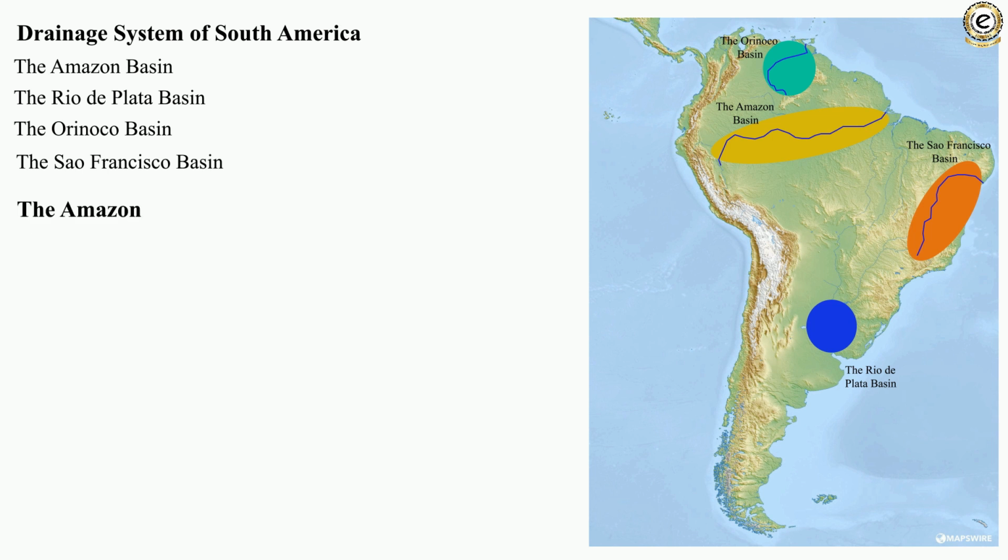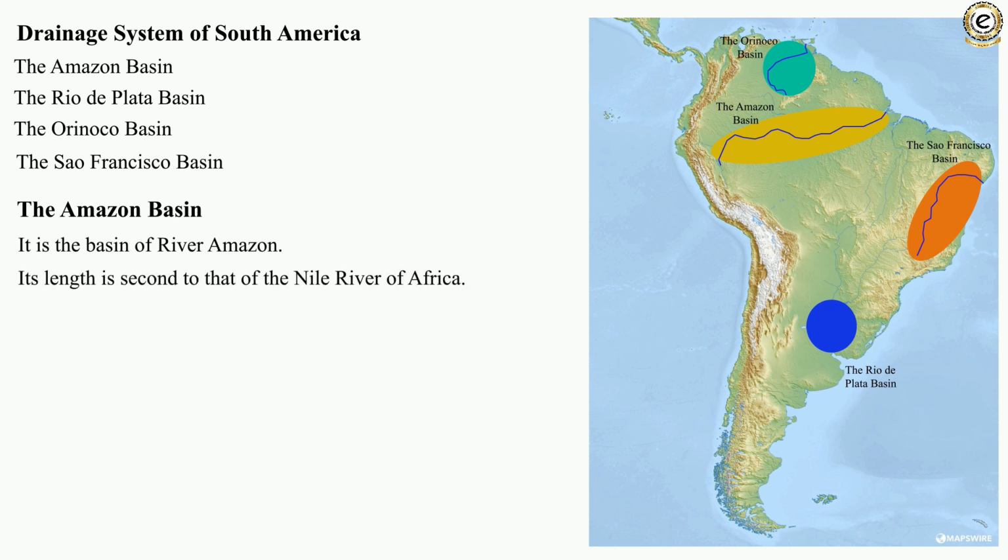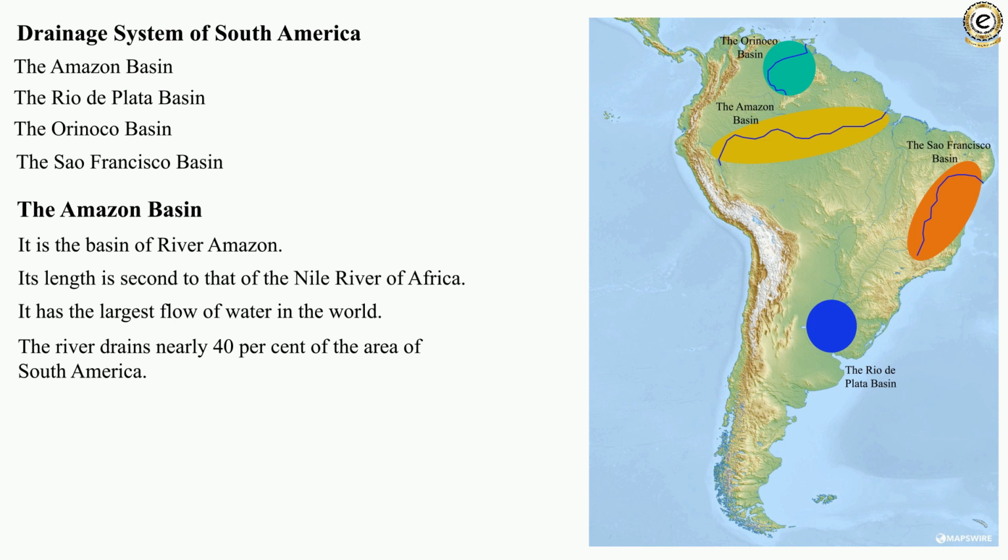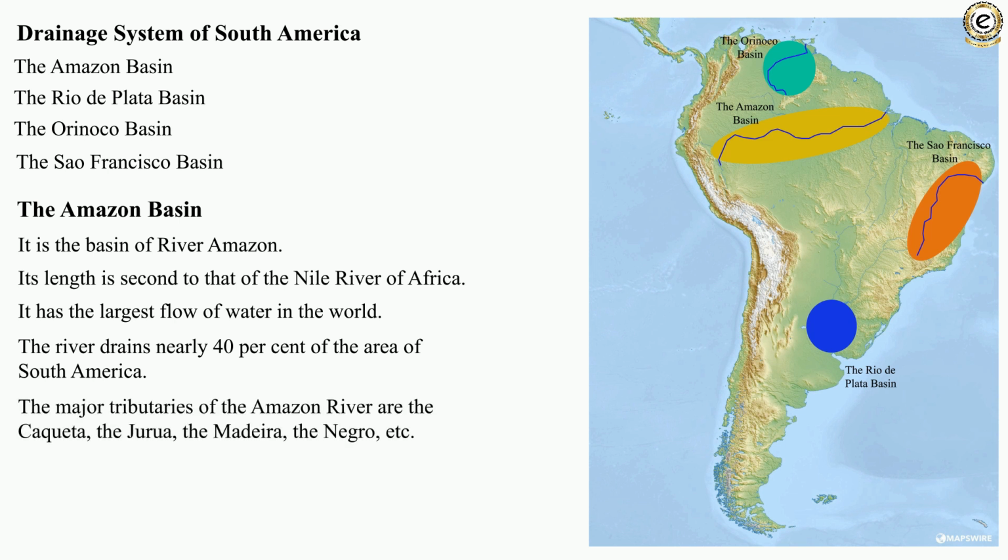The Amazon Basin is the basin of River Amazon. Its length is second to that of the Nile River of Africa. It has the largest flow of water in the world. The river drains nearly 40% of the area of South America. The major tributaries of the Amazon River are the Caqueta, the Zurua, the Madeira, and the Negro.